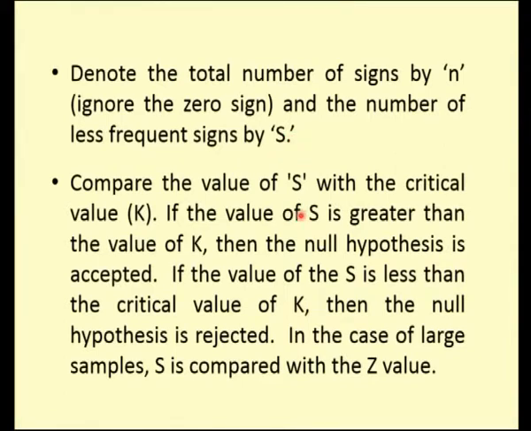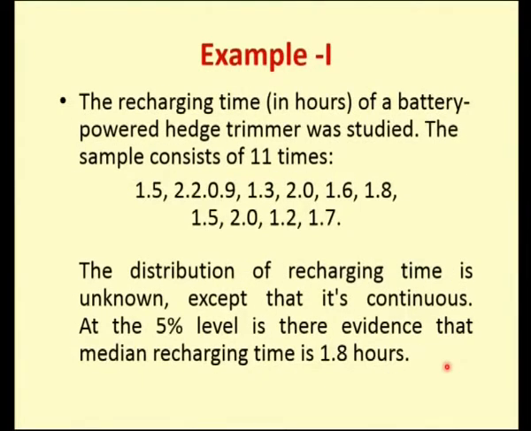Compare the value of S with the critical value of K. If the value of S is greater, the null hypothesis is accepted. If the value of S is less than the critical value, the null hypothesis is rejected. In the case of a large sample, S is compared with the Z value. So let us see how to go about the problem under the sign test.